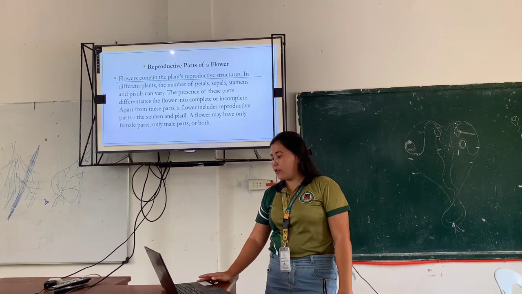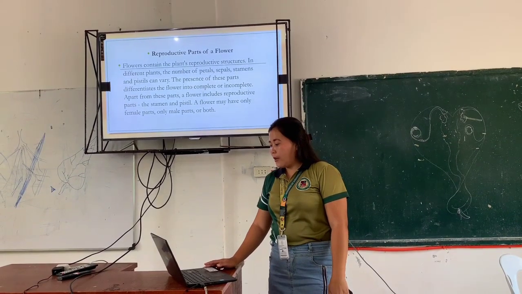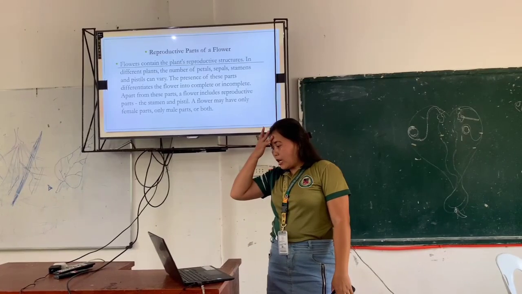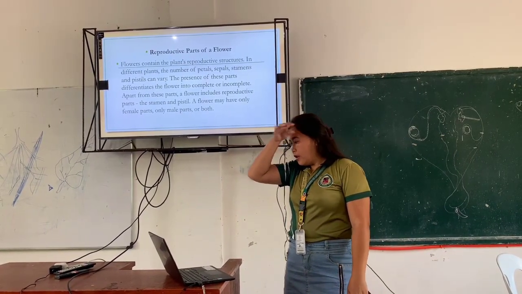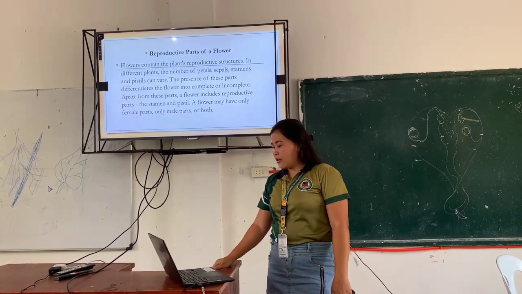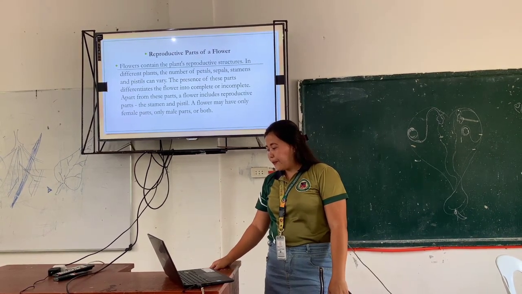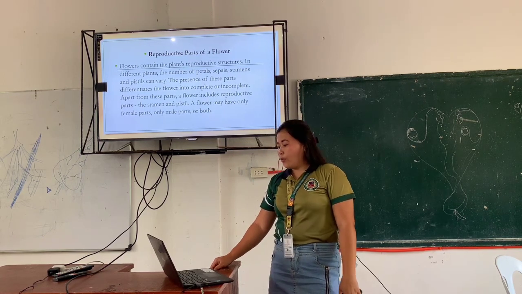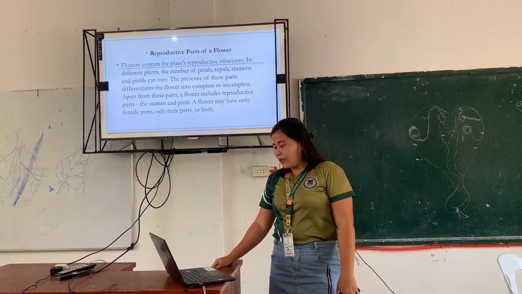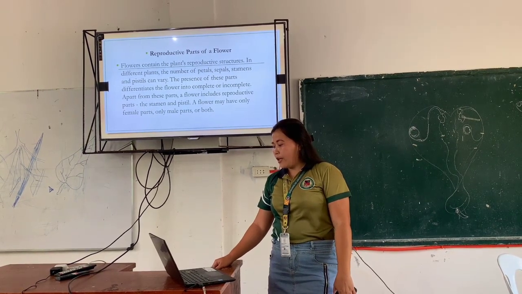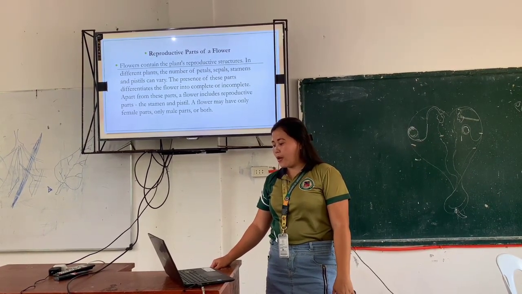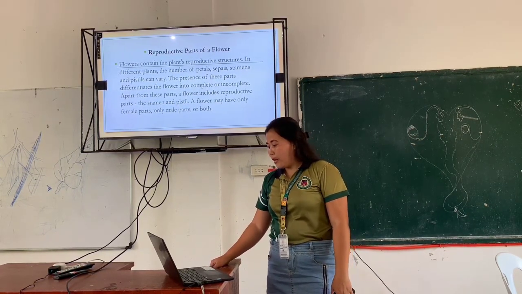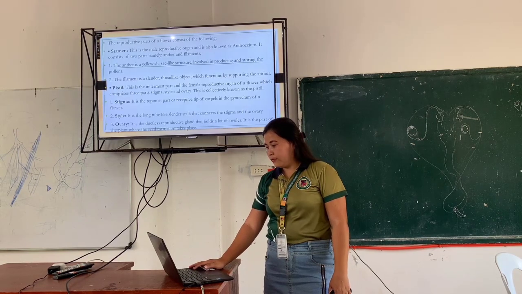Then the reproductive parts of the flower. Flowers contain the plant's reproductive structures. The number of petals, sepals, stamens, and pistils can vary in different plants. The presence of these parts differentiates the flower into complete or incomplete. Apart from these parts, a flower includes the reproductive parts, the stamen and pistil. A flower may have only female parts, only male parts, or both.